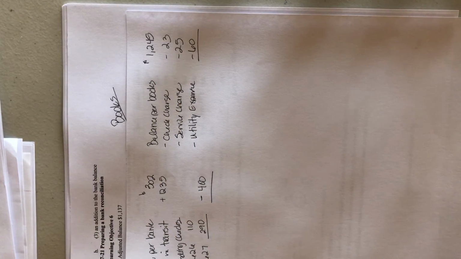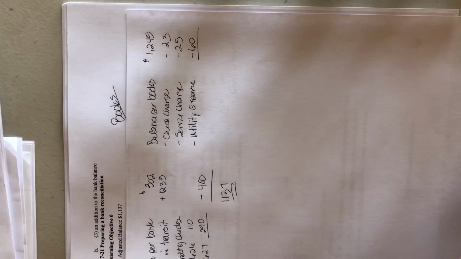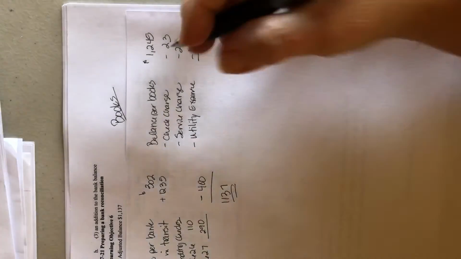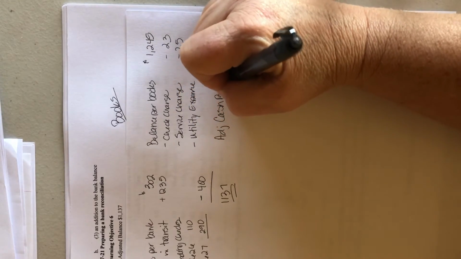So then you total them up, and hopefully they balance out. So 1137 on this side, and 1137 on this side. So this is the adjusted cash balance, and this is the actual cash that they have at November 30th.